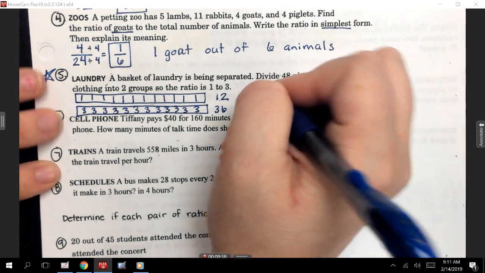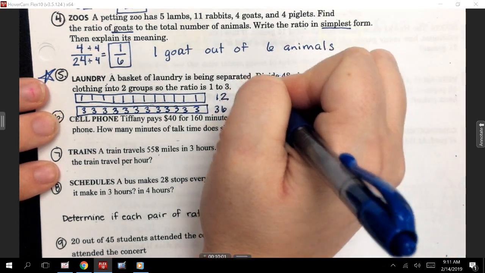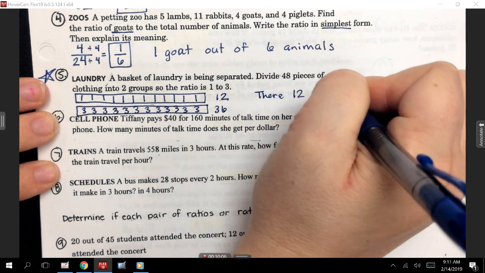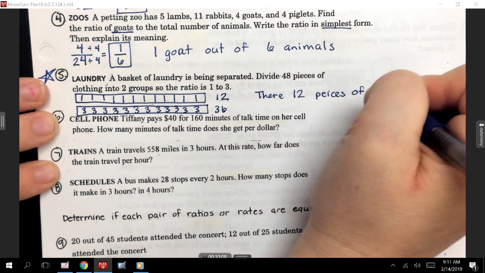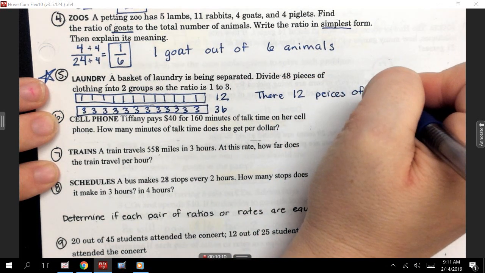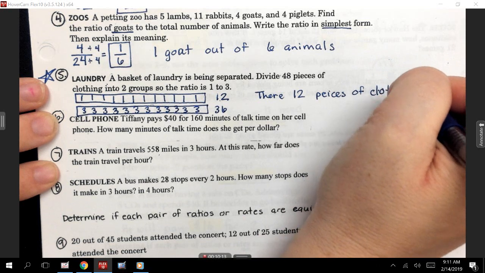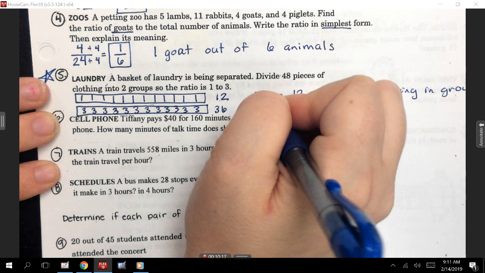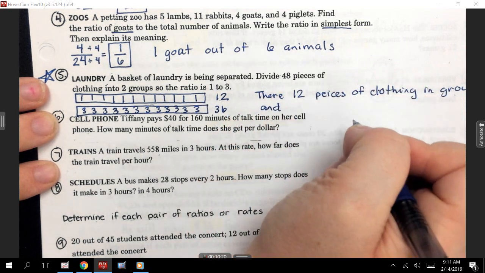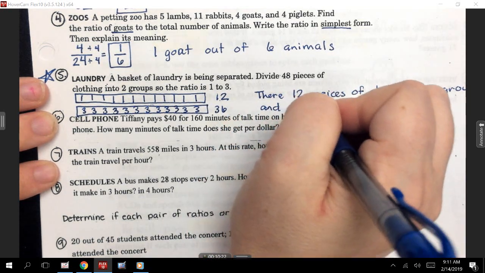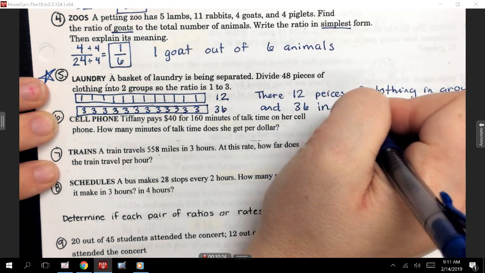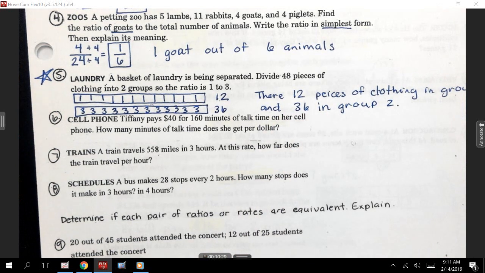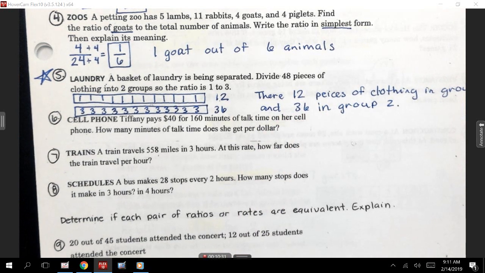Give me a sentence, Dylan. You said you're ready with that? There are 12... There are 12 what? Pieces of clothing. Let's see, pieces of clothing. And so there are 12 pieces of clothing in group 1 and 36 in group 2. I will let you take a little shortcut in that sentence. Once we've mentioned pieces of clothing, you can just add that to group 2.